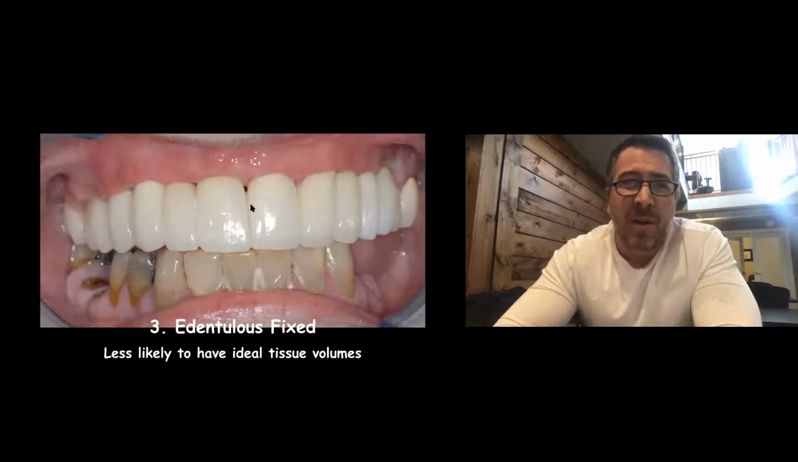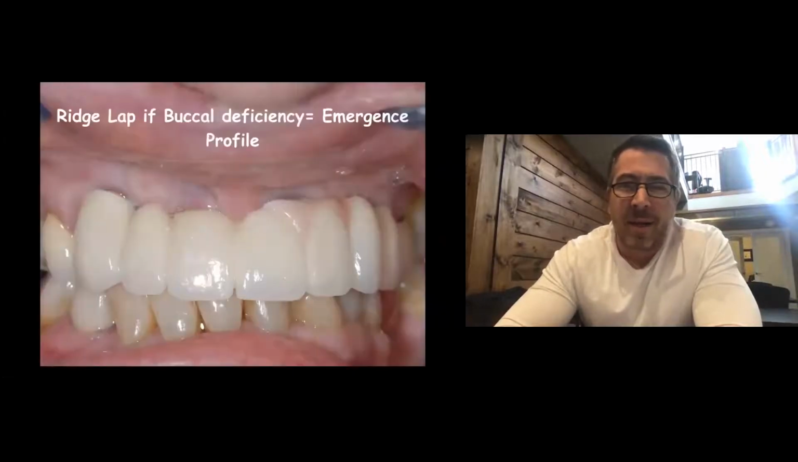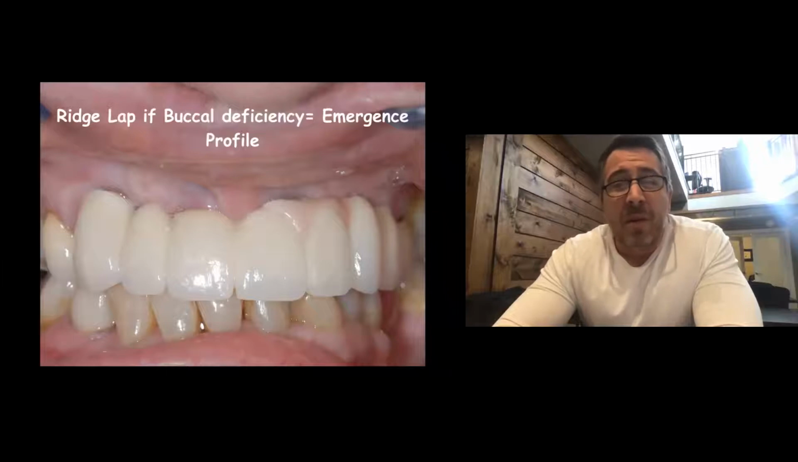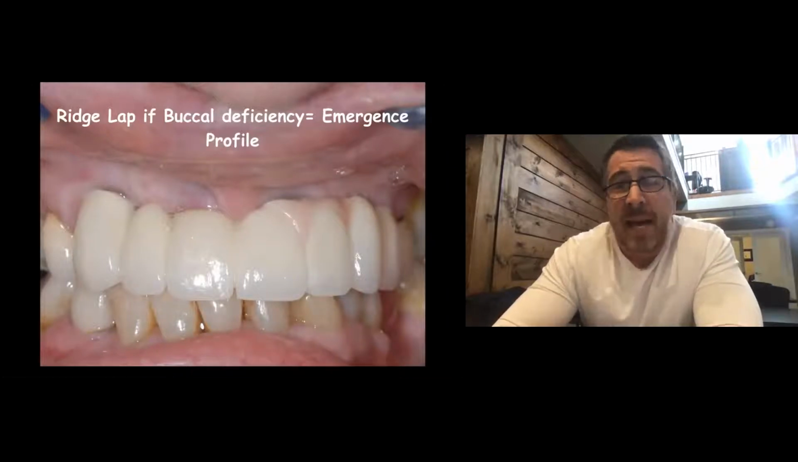For the most part, the patients have lost some kind of tissue, again, whether it's bone or soft tissue. So we have smaller papillae and longer contact points. If there's been buccal lingual loss of bone, then we end up having a little bit of ridge lap, which is a compromised emergence profile. And is that an issue?